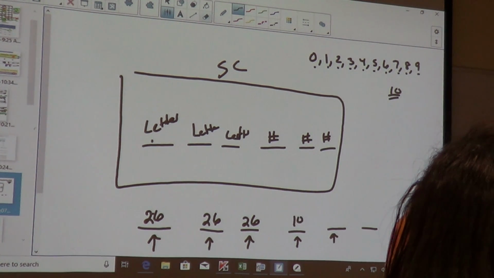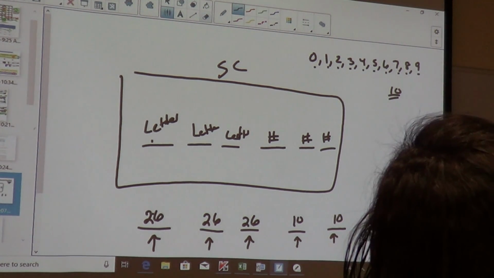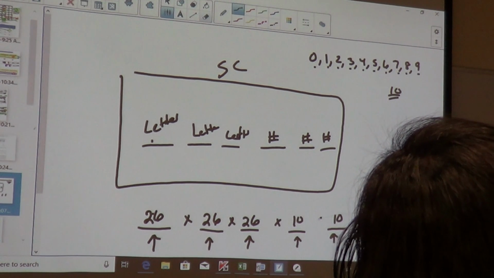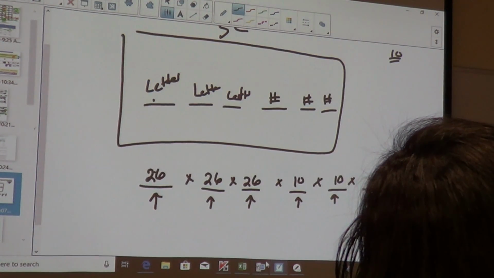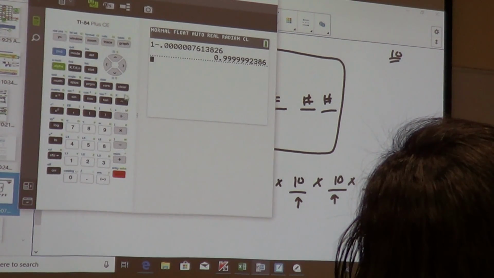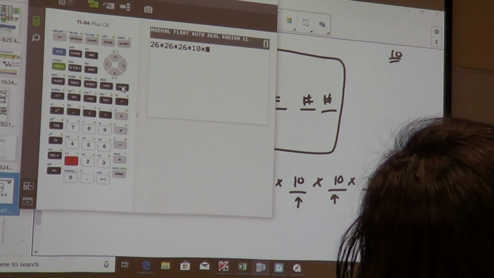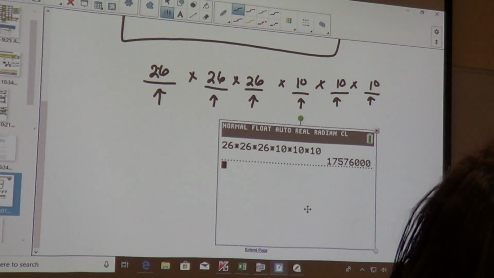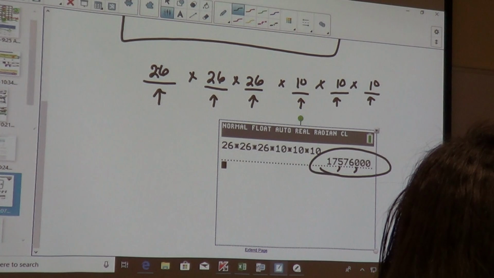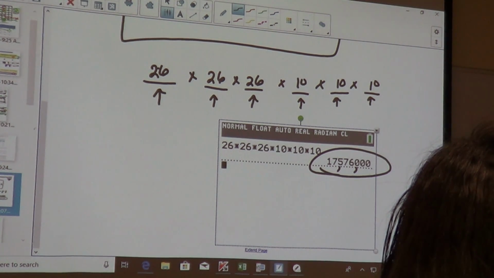How many options of numbers do we have there? 10. How many different options do we have there? 10. So if we multiply all of those together, that would be 26 times 26 times 26 times 10 times 10 times 10. That is how many different license tags we can give out in the state of South Carolina before we start doing duplicates. Isn't that cool?